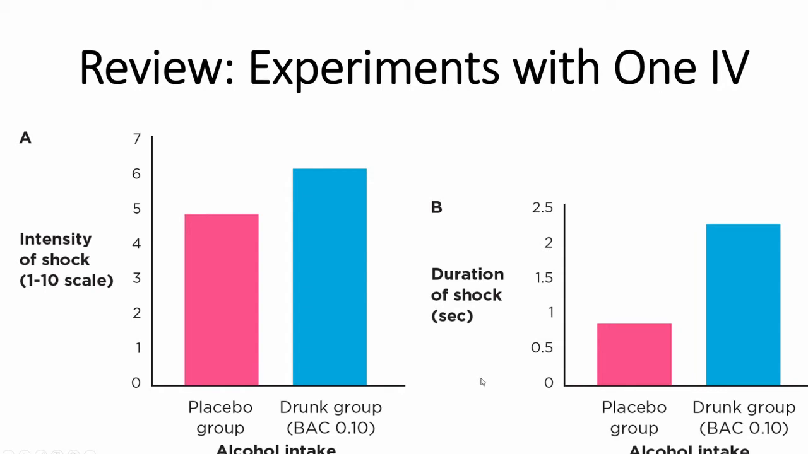And this pattern continues if we look at their duration of shock. This time we have duration instead of intensity, but still placebo and drunk group. And we see another difference in the duration of the shock between both groups, with the placebo delivering shorter shocks and the drunk group delivering longer shocks. And so the researchers concluded that the people who were drunk were angrier and were being more aggressive by delivering both more intense and longer duration shocks.